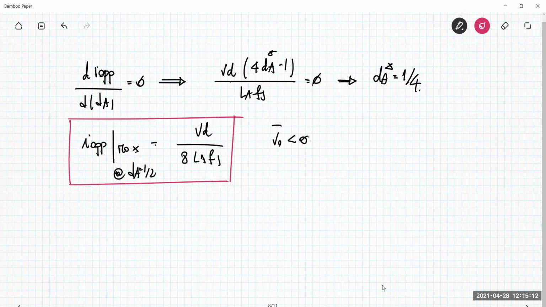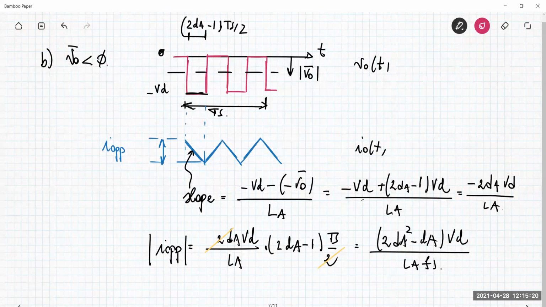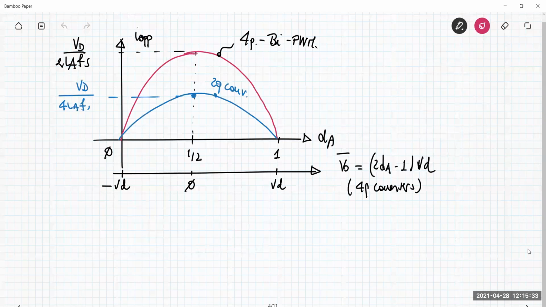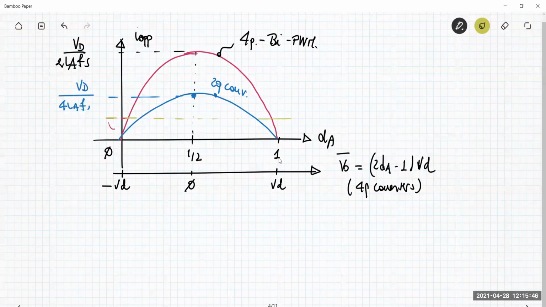Okay, so let me just graphically represent this quantity. Here, I have something which is Fs, this value, here, and then something like this.